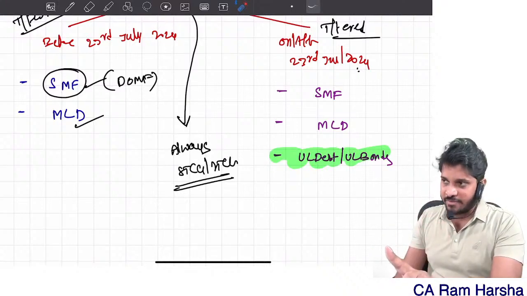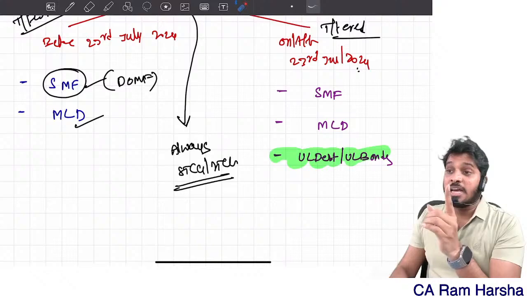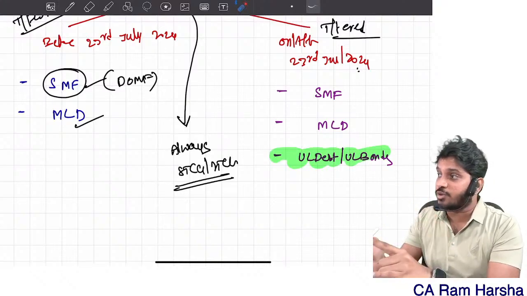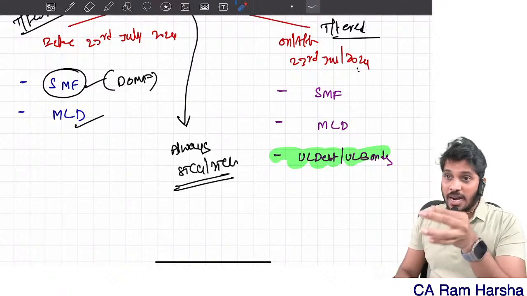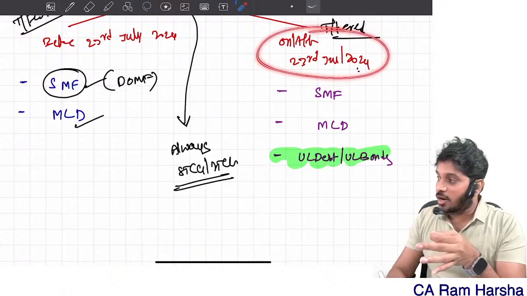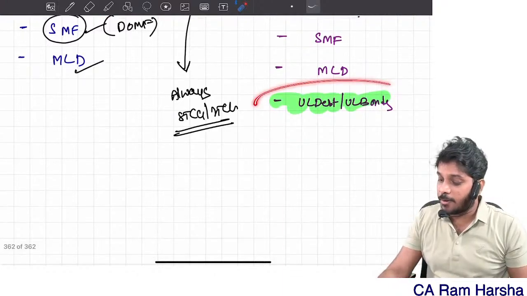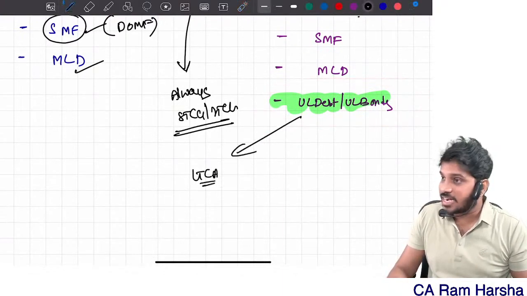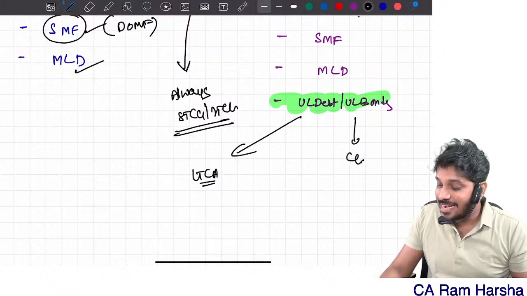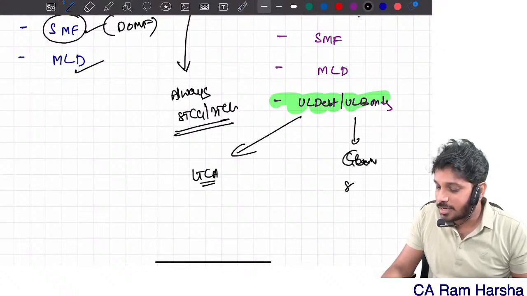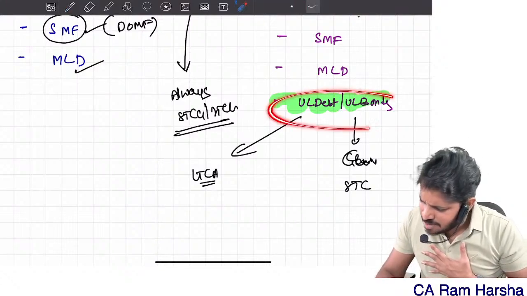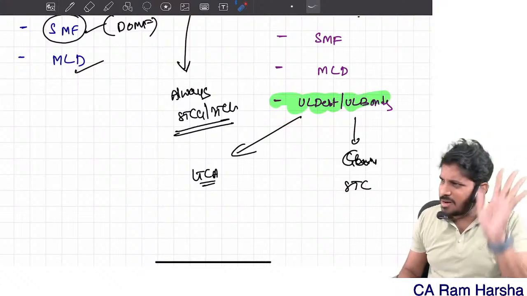For the May 25, September 25 and January 25 exams, problems will be asked based on financial year 24-25, the previous year. This is very important. So for unlisted debentures and unlisted bonds sold on or after 23rd July, it is very simple. Even if the asset is long term, the gain is always short term. The asset may be long term.